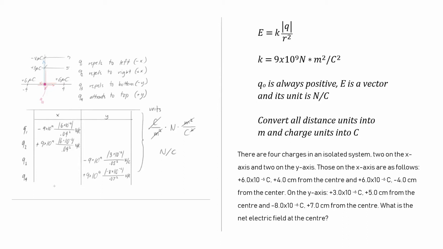Since the x values are equal in magnitude but opposite in direction, they can be cancelled out. In that case, we cancel the x values and add the y values. This will get you an answer of 3.9 times 10 to the power of 6 N/C towards the positive y direction.